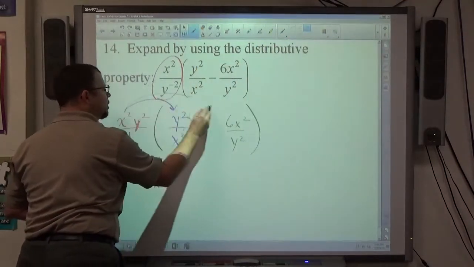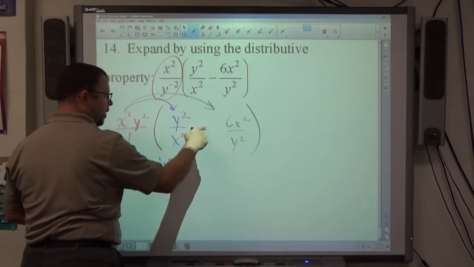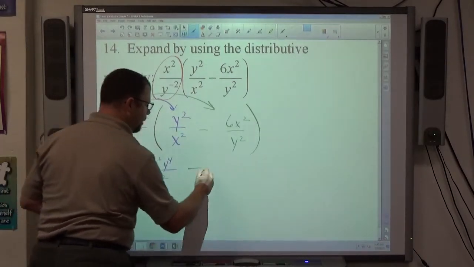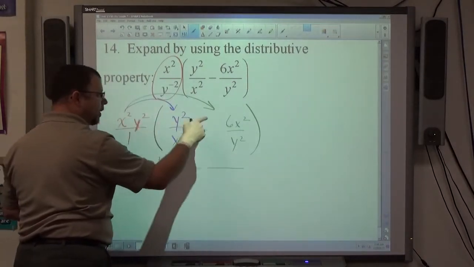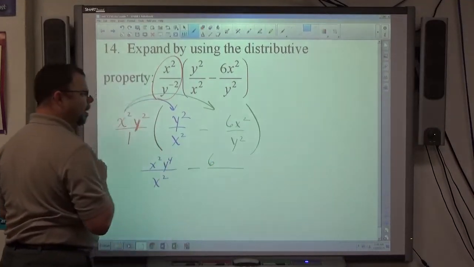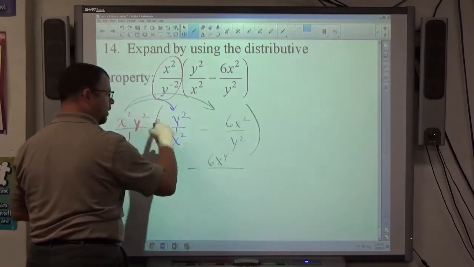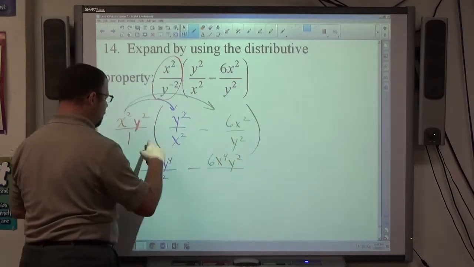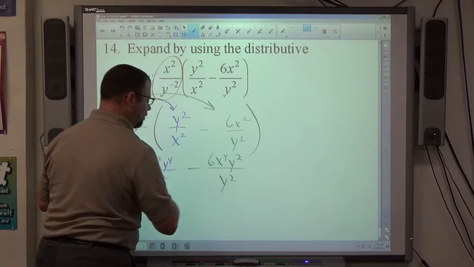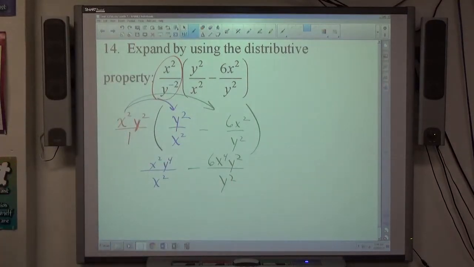Then we multiply this, the red times the green. Positive times negative makes a negative. X squared y squared times 6x squared. 6 isn't being multiplied by anything. X squared times x squared makes x to the fourth, and y squared times nothing makes y squared. On the bottom, 1 times y squared is y squared. So that's priority 1. Get the multiplication done.